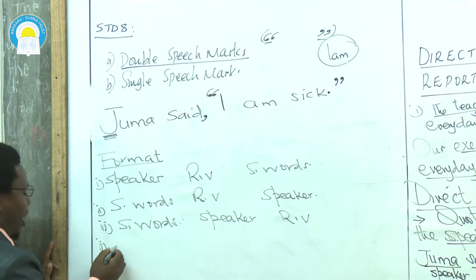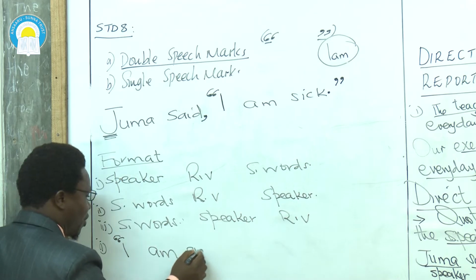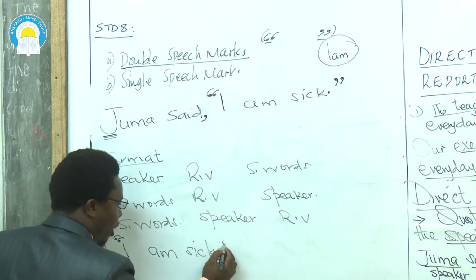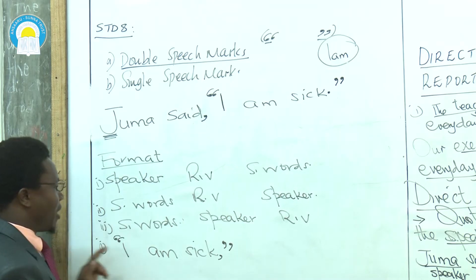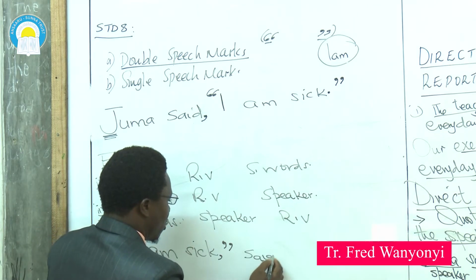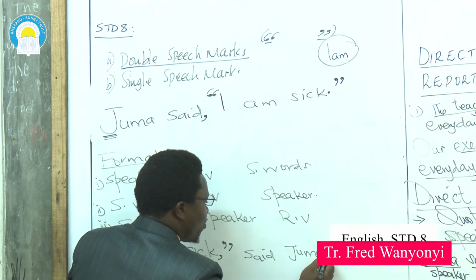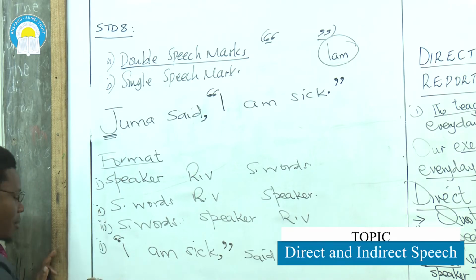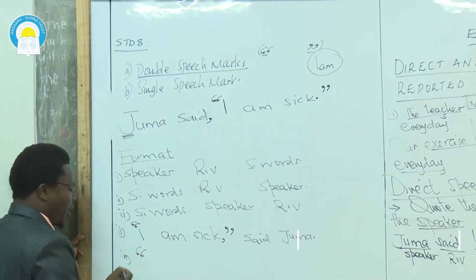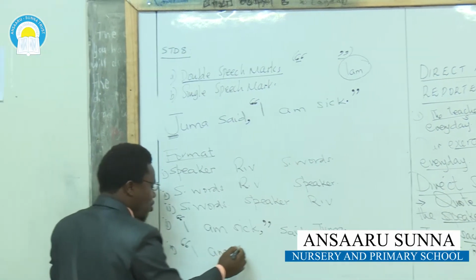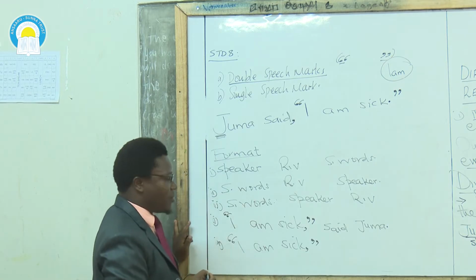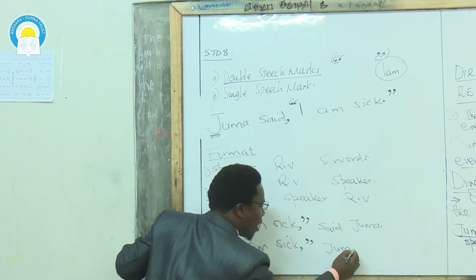Alternatively, we can start with the speech words, placing the opening inverted commas: "I am sick," the speech words, then place a comma, introduce the closing inverted commas, said Juma. And after Juma, ensure you place a full stop. That is pattern 2. Pattern 3: place the opening inverted commas, introduce the speech words, place a comma, place the closing inverted commas, Juma said.